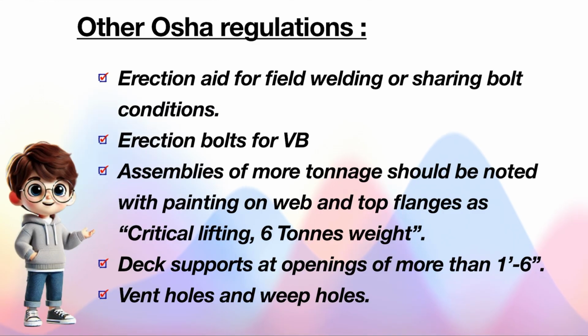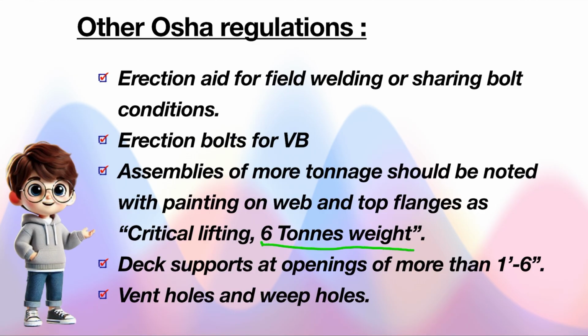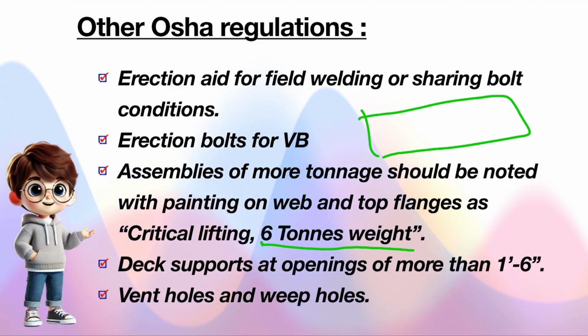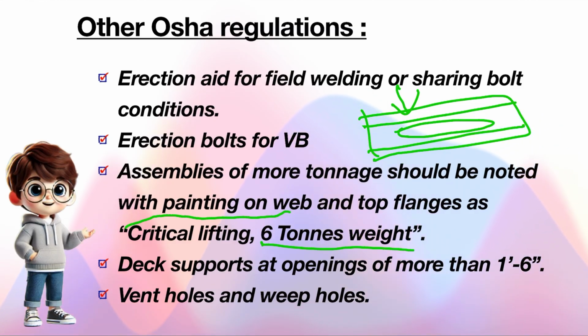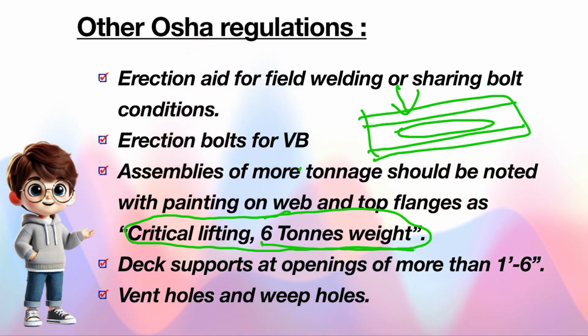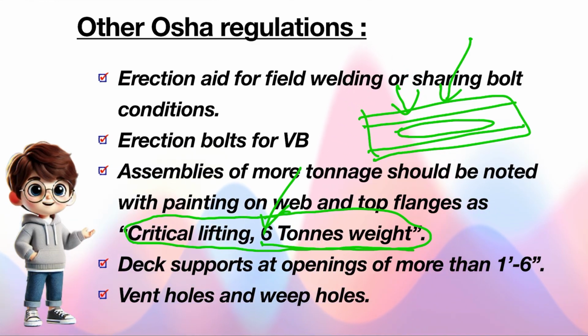But if you have a beam of exactly 6 tons, then you need to paint a note on the beam in the fabrication shop itself, on the beam web or on the beam top flange, sometimes on both, so that the erector can see it and know the beam is already 6 tons, and he'll take necessary precautions while lifting this beam. So these kinds of notes we should also provide as a detailer.